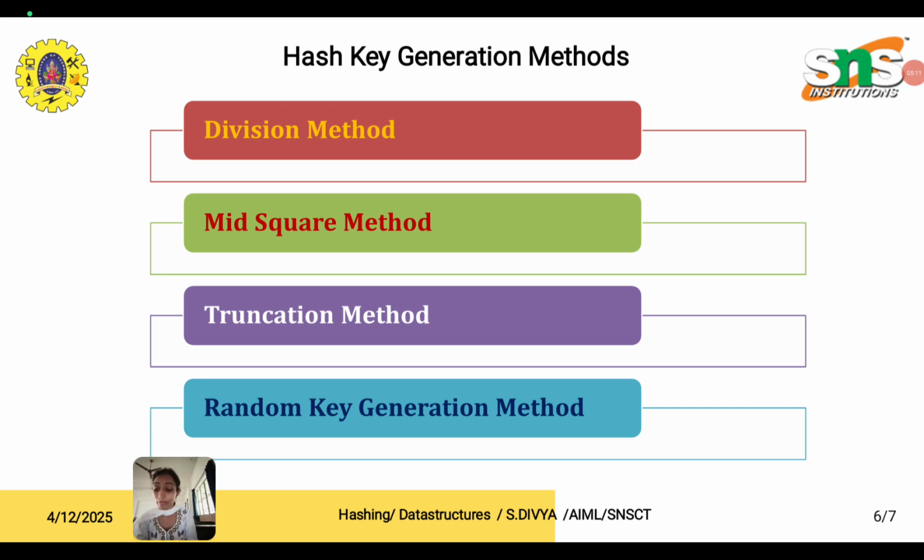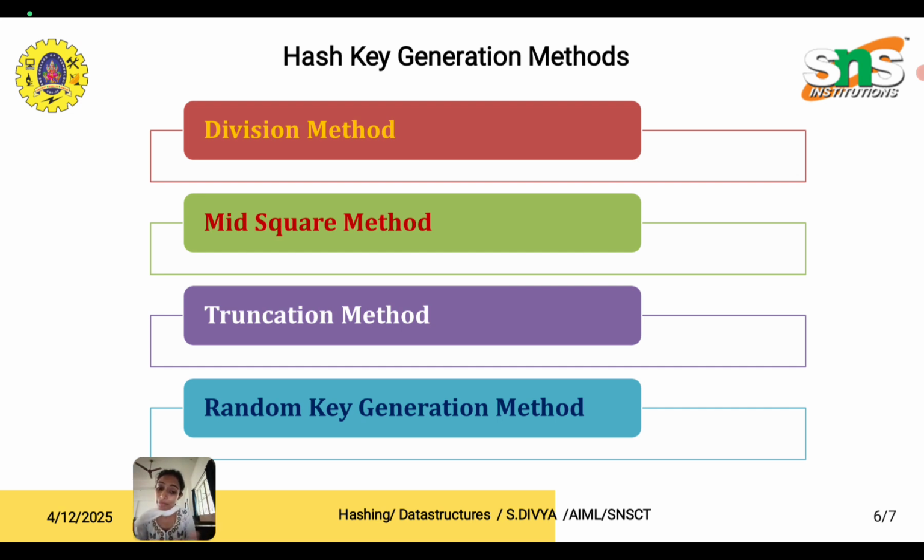The next method is the mid square method. In the mid square method, you square the key and extract only the middle digits. The next one is the truncation method. From the word itself you can see that from the key you choose only a selected portion of the key. It could be digits or some alphabets or anything like that. You use that as a key, apply the hash function, and then generate the location where you have to store.